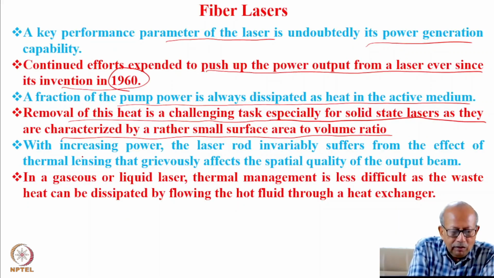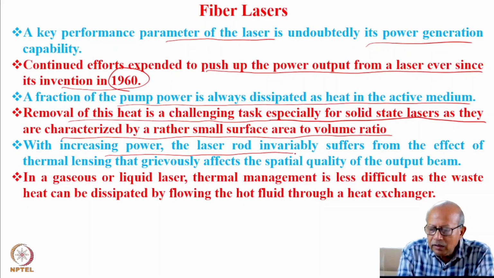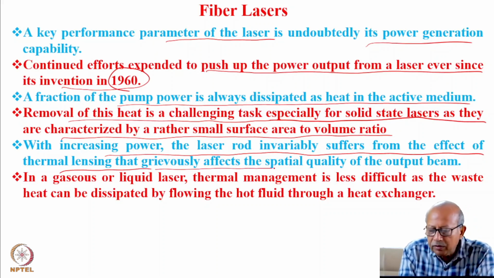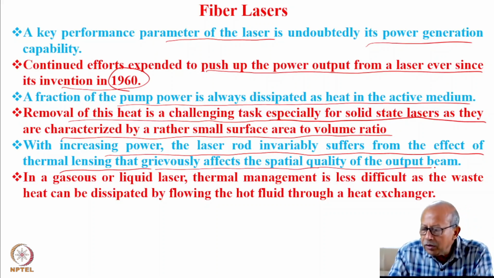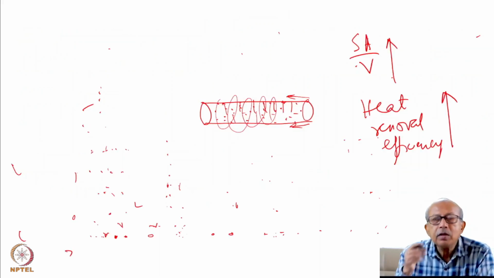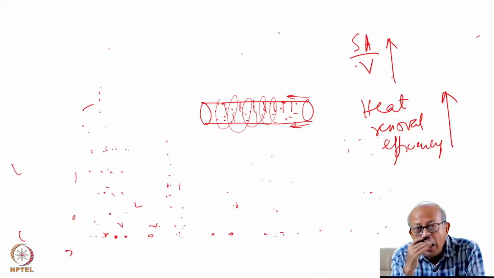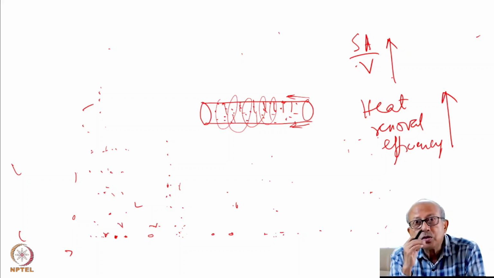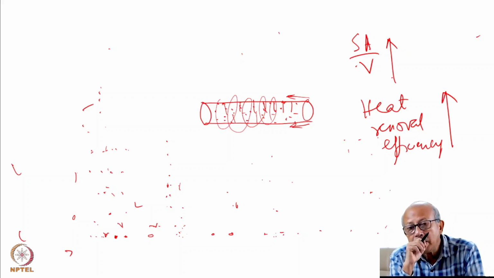So with increasing power, the laser rod invariably suffers from the effect of thermal lensing that grievously affects the spatial quality of the output beam. If you cannot remove the heat effectively, then as we have seen, it results in a thermal lensing effect, which greatly affects the spatial quality of the output beam.